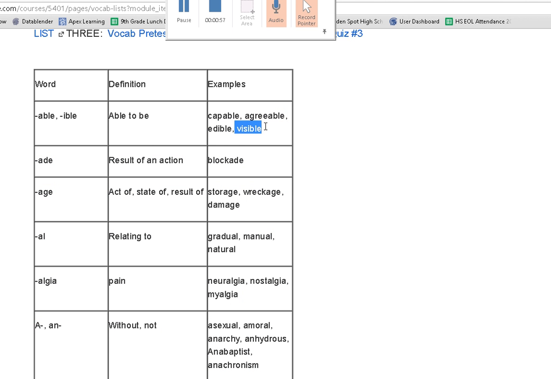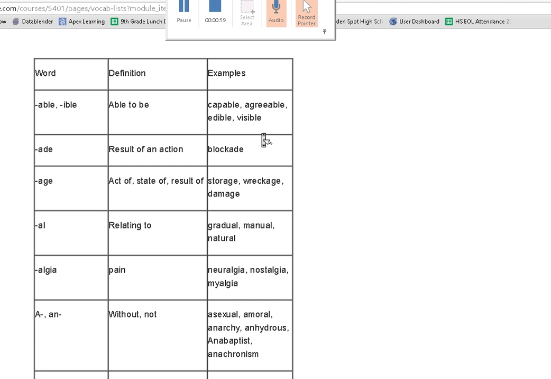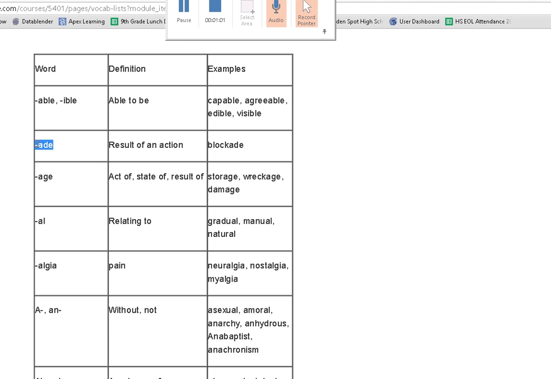Visible, able to see with your vision. And then age is the result of an action. For example, a blockade is used oftentimes in naval terms. So if naval ships are putting up blocks, they are blocking something, they create a blockade, the result of that action.